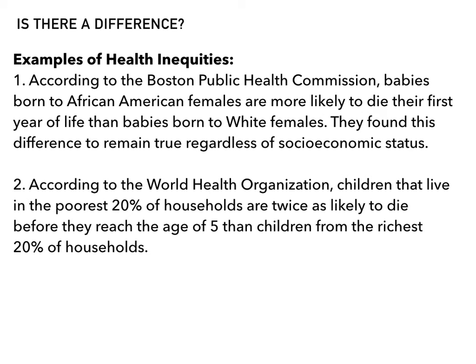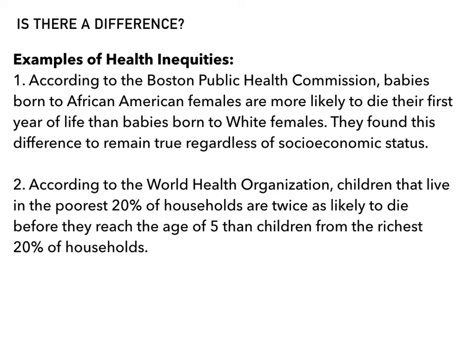Here I have also provided examples of health inequities. The Boston Public Health Commission stated that babies born to African American females are more likely to die in their first year of life than babies born to white females. They found this to remain true regardless of socioeconomic status. They believe that there is something that can be done. They found this just to be unfair due to treatment for the babies of African American females compared to those of white females.